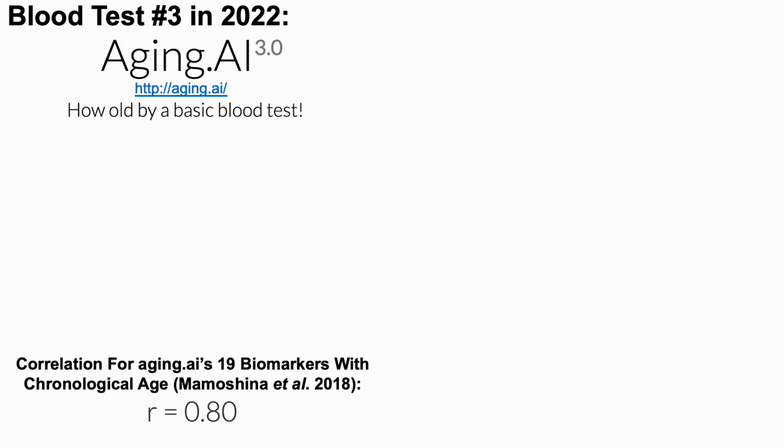So before showing you my Aging.ai 3.0 data, how good is this test for its prediction of chronological age and its association with all-cause mortality risk? So first, we can see that the correlation for Aging.ai's 19 biomarkers with chronological age is 0.8, which is a little bit worse than Levine's test, but it's still pretty good. It's still considered a strong correlation.